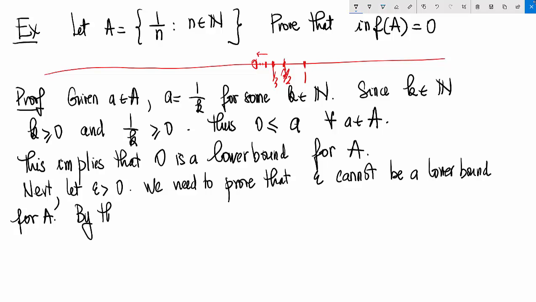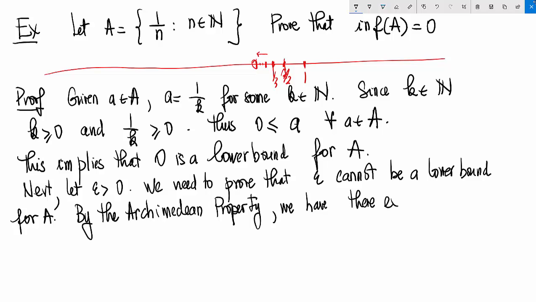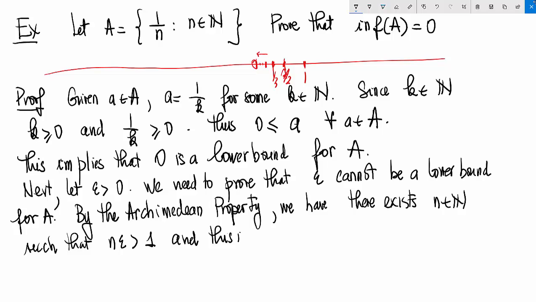By the Archimedean property, we have that there exists a natural number n such that n times epsilon is bigger than 1, and this is equivalent to epsilon is greater than 1 over n, or 1 over n is less than epsilon, right?